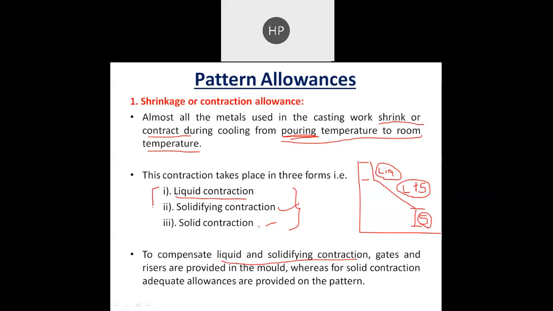To compensate this liquid and solidifying contraction, gates and risers are provided. So what are the gates and risers? That is what we are going to discuss in our upcoming lecture. But here, one thing to remember is that to compensate these two, we have gate plus riser. Risers and gates will compensate these two.